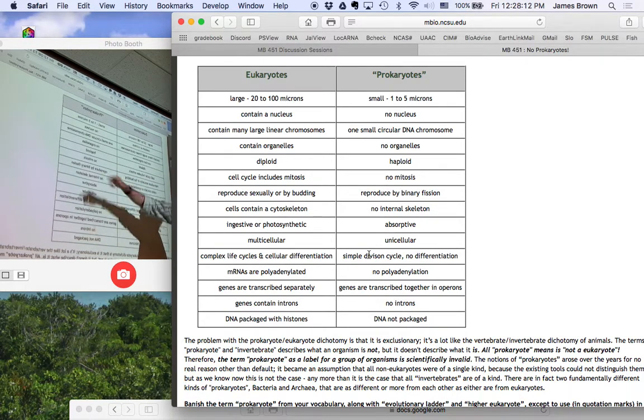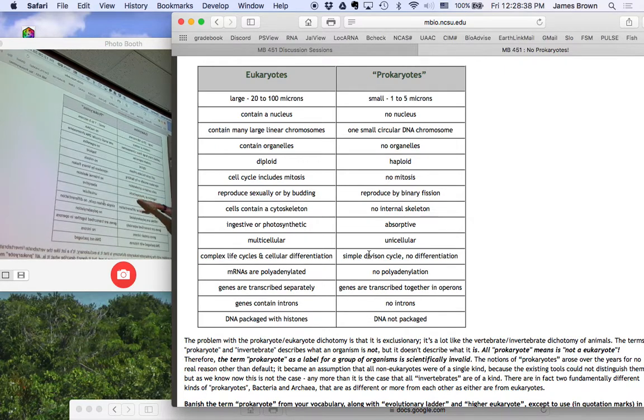Sexual reproduction and no sexual reproduction. Well, you know that microbes exchange DNA, and you also know, I hope, that most eukaryotes don't do it very often. This is an idiosyncrasy of plants, animals, and some fungi. Cytoskeleton, give me a break. Bacteria have every bit as complicated a cytoskeleton as eukaryotes do.